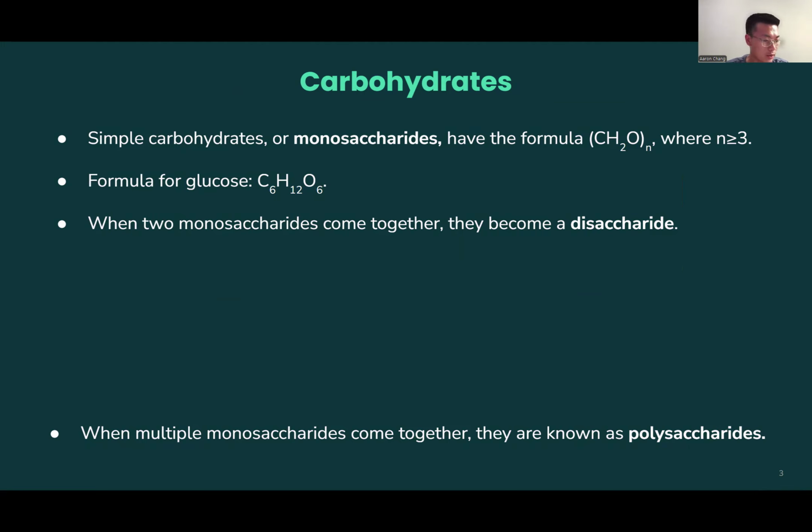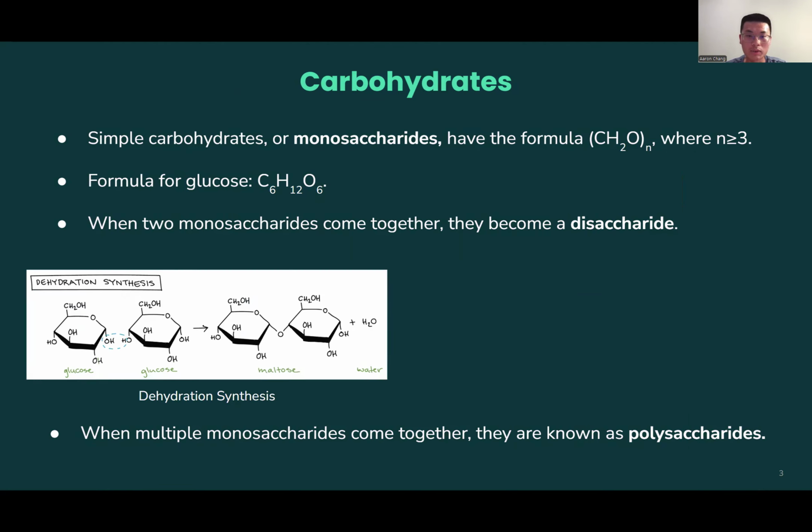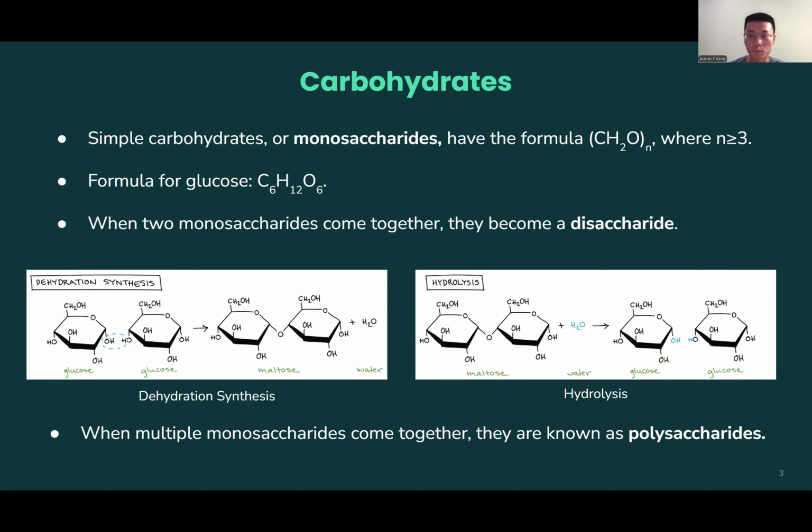So when two monosaccharides come together, they become a disaccharide. They come together through a process called dehydration synthesis. Dehydration meaning water is lost, and synthesis because they come together. When they break apart, they go through a process called hydrolysis, where a water molecule is added to break apart the joined disaccharide.